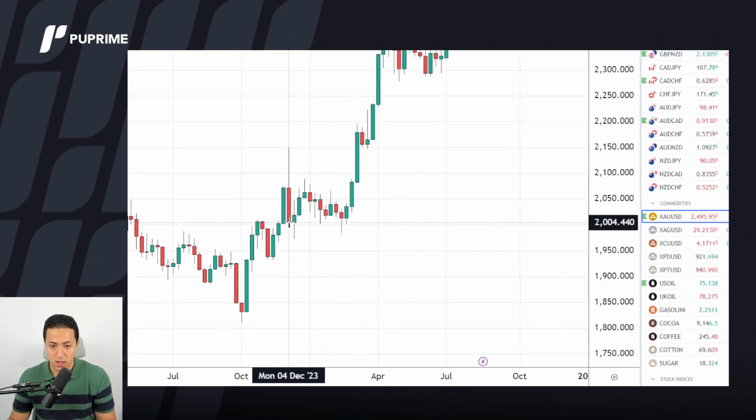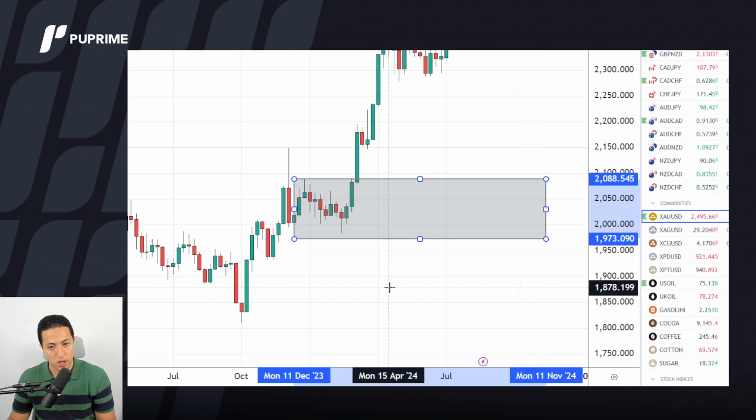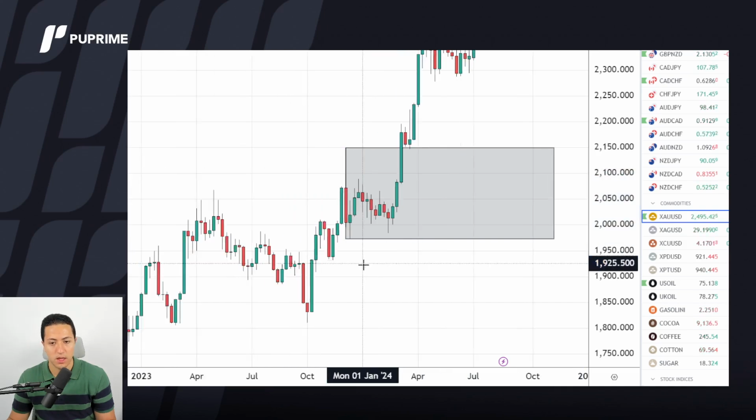The demand zone can go from the lowest wick. This could be the wide version. Someone will say this candle. No, I wouldn't really consider this candle. This one is a really big candle. I would never say, okay, this is a demand zone.